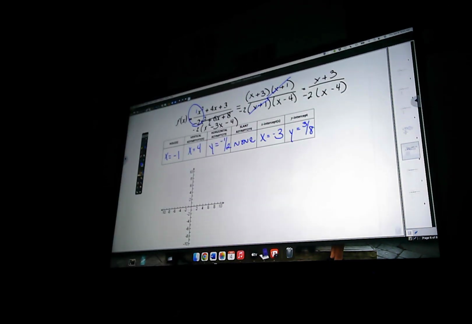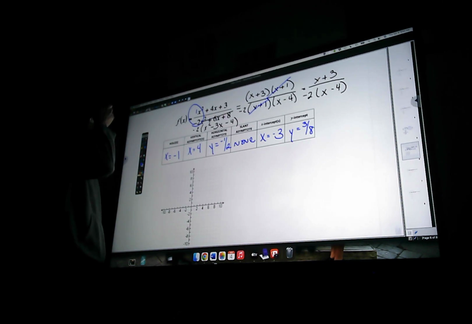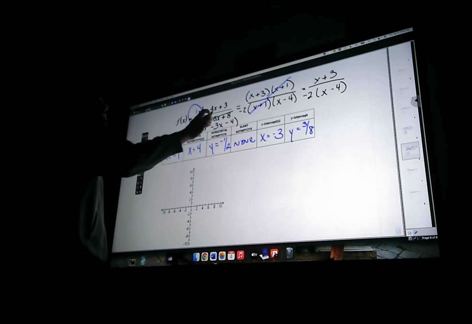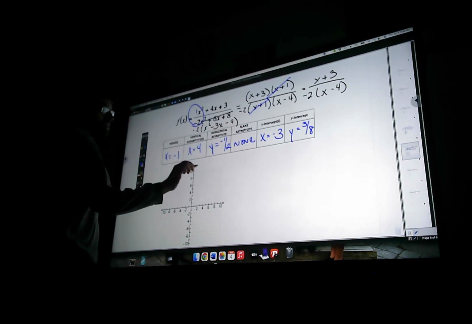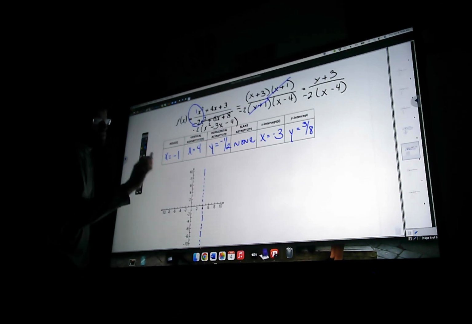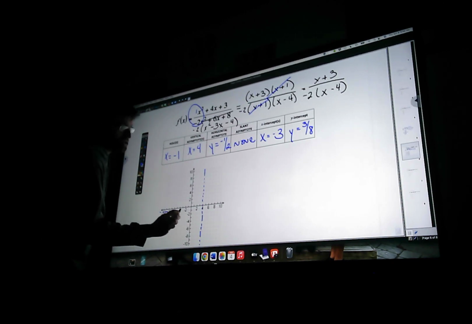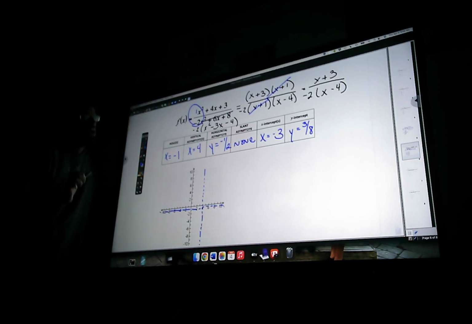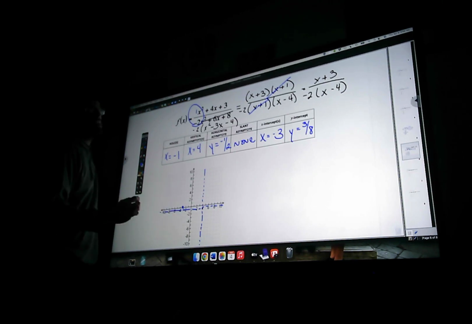So in your handy dandy calculator, please graph that out. When you're graphing it, it doesn't matter which equation you do, right? You mean the original or the reduced? No, it does not. Okay. Just make sure you type it in appropriately. Vertical asymptote at x equals 4. Horizontal asymptote at y equals negative 1/2. X-intercept at -3. Y-intercept at 3/8.